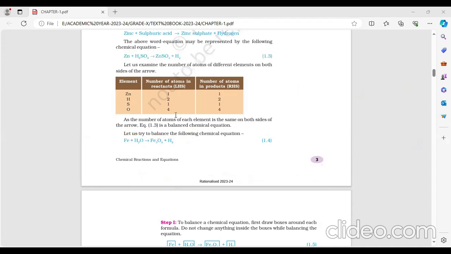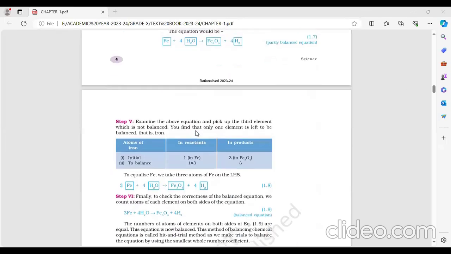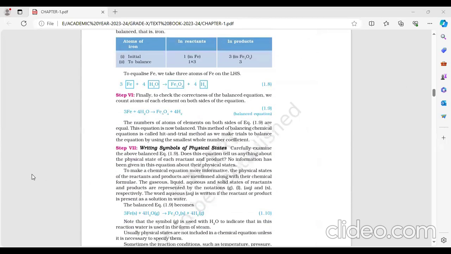Then you will get the final balanced chemical reaction. Here in your textbook, he has given the final one, and this is the balanced chemical equation. If it is not balanced, it is called a skeletal equation. Okay, fine, understood. The number of atoms on both sides is equal. This equation is now balanced.